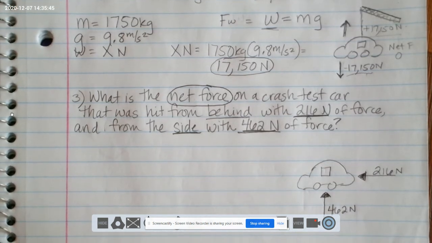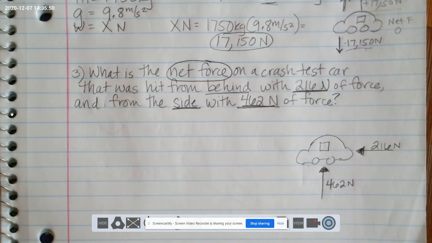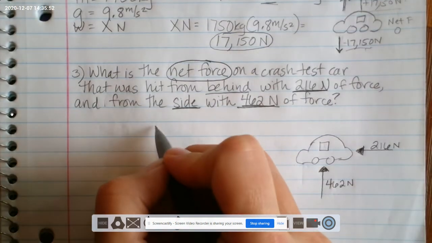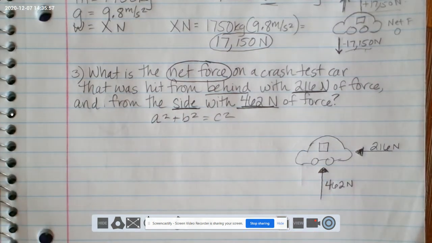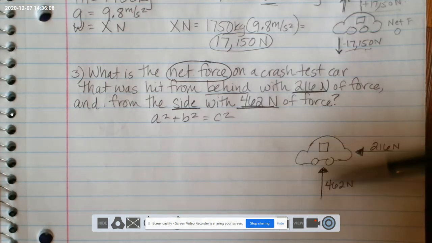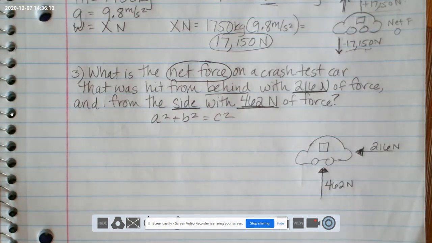Now, if you remember, when we're looking for net force at a right angle, we have to use the Pythagorean theorem, which is a squared plus b squared equals c squared. So we note that this 462 newtons is a bigger force than the force from behind. So we probably will end up having our force go off in a direction diagonally, but more pushed diagonally this direction because this is a larger force.